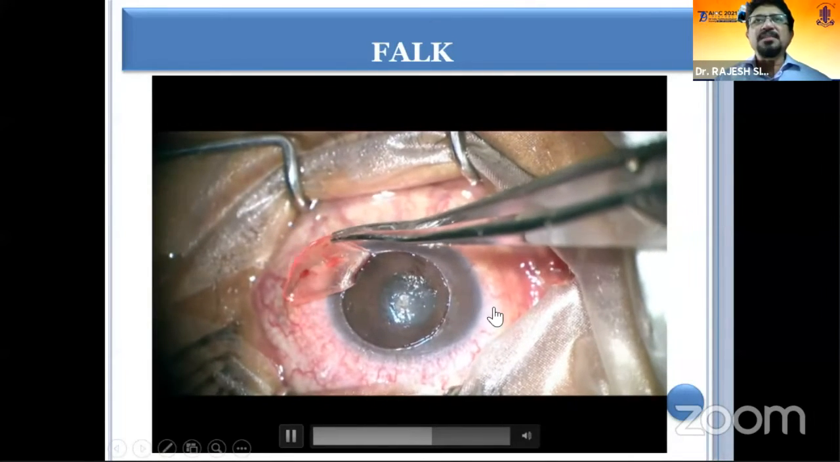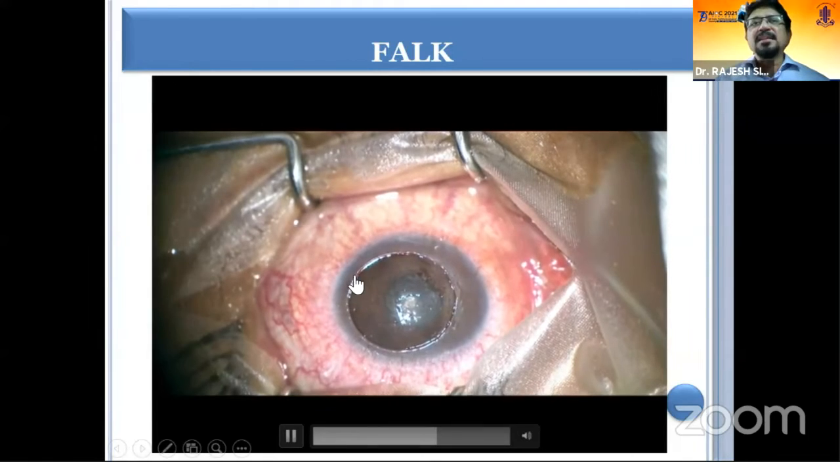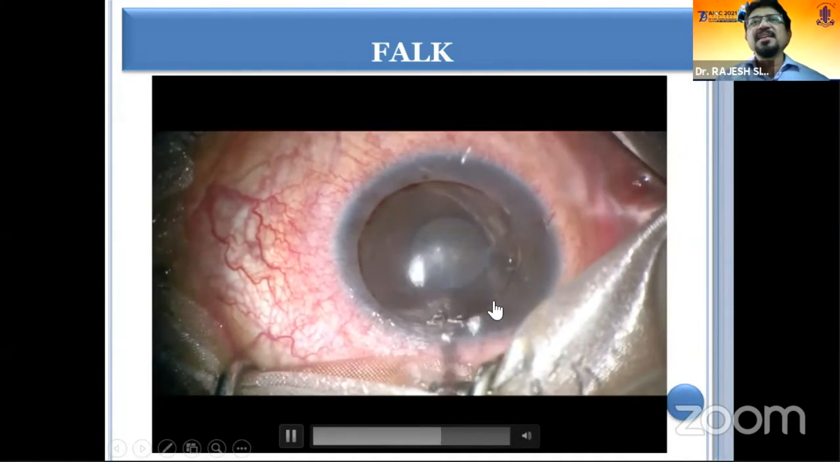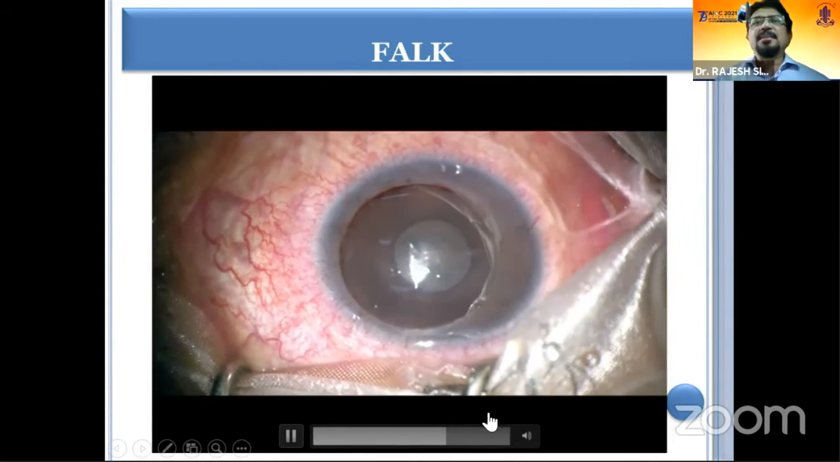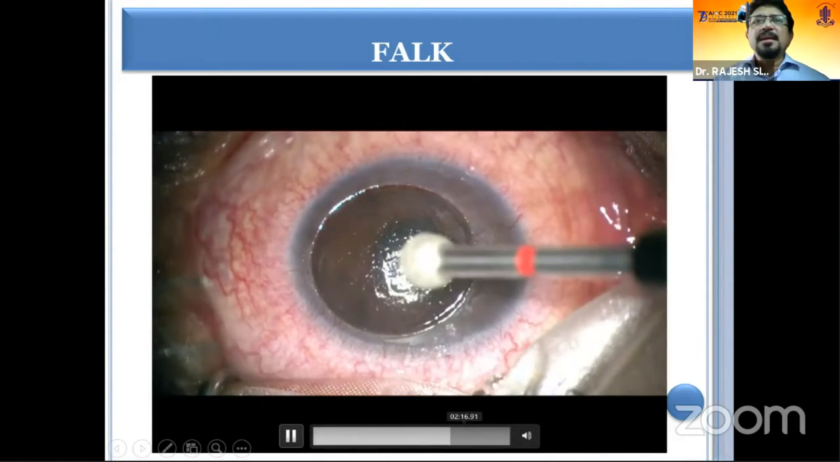The biggest advantage of using femtosecond laser is what I said, that the alignment of the edges is very good. It's a vertical edge, as you can see here. It is just to wash the blood, and then we dry it and then put the donor lenticule over it.